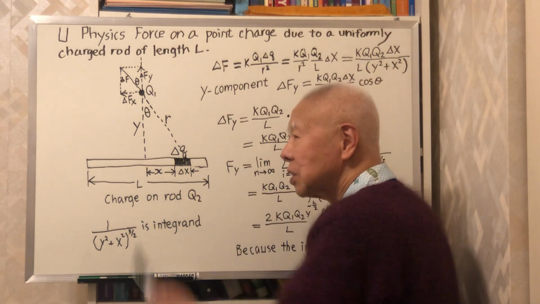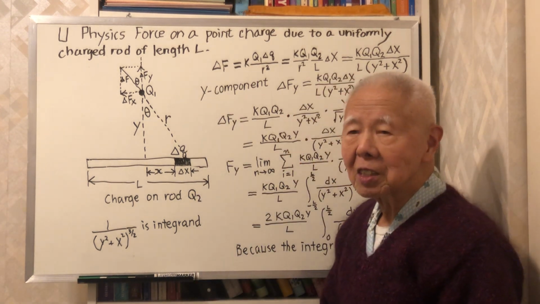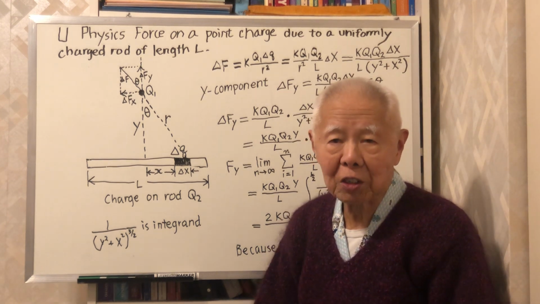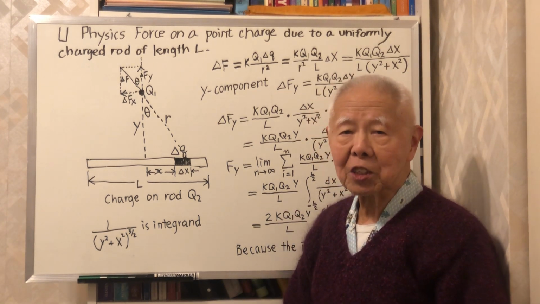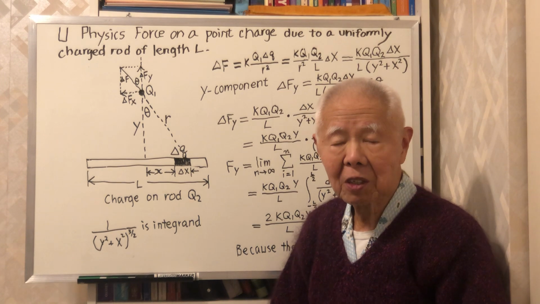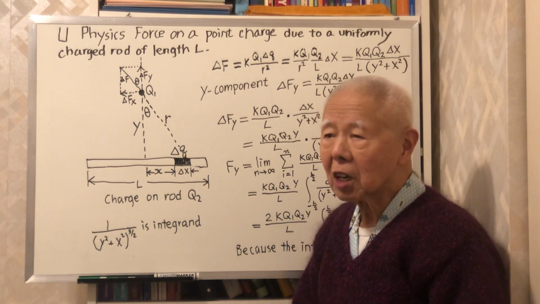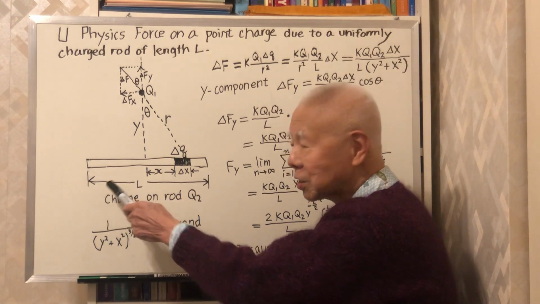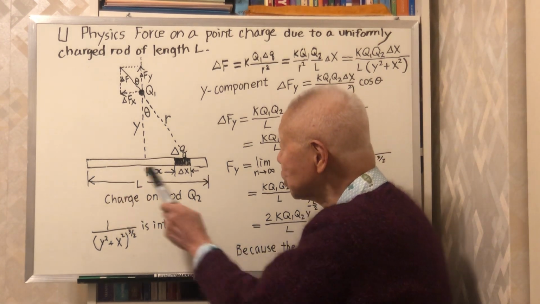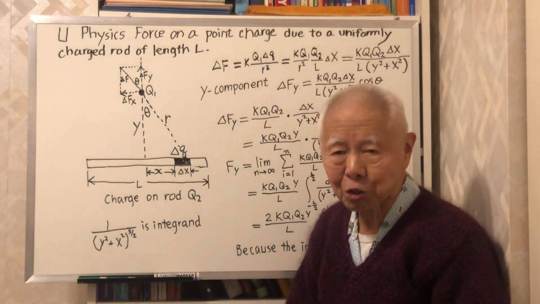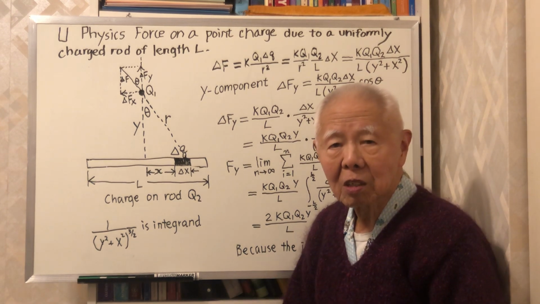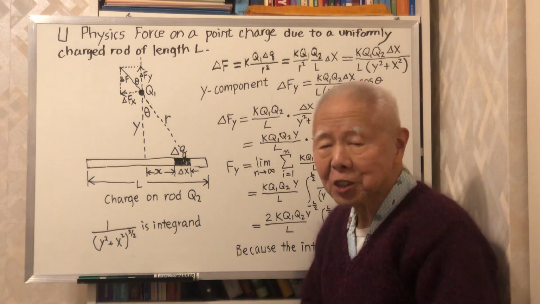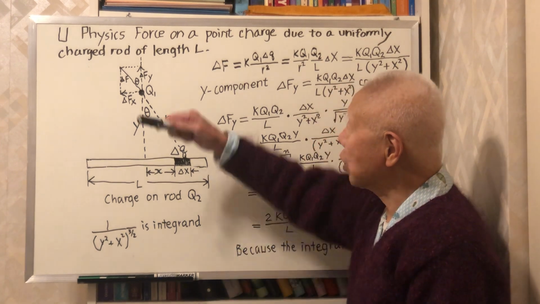I write the left-hand side delta F. Delta means a small quantity. Why is this force a small quantity? Because this force is not due to the entire rod. This force is due to only a small section. So it's a small force due to a small section. So this small force is this now.